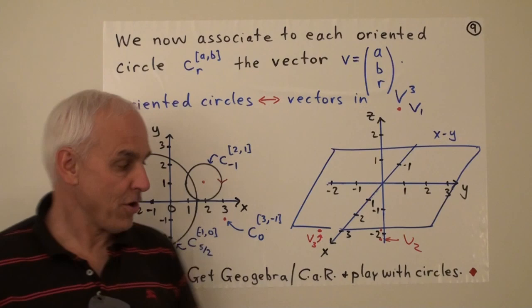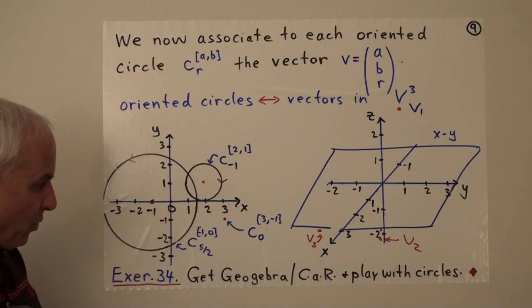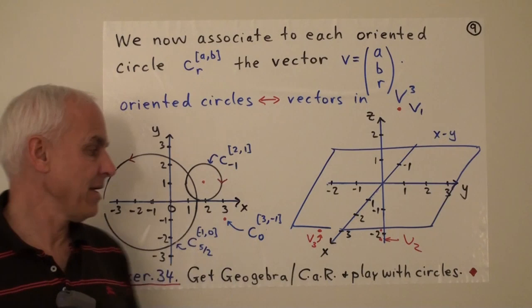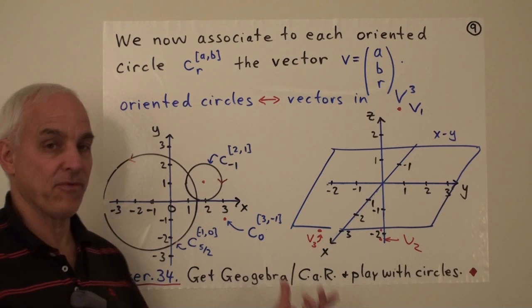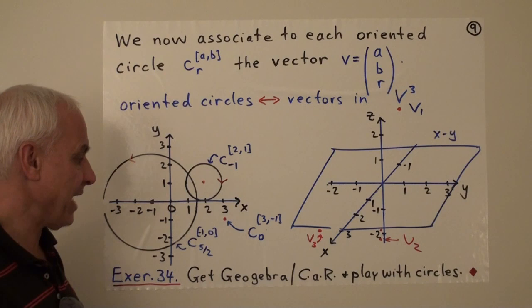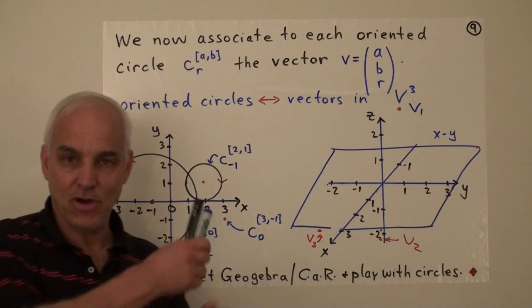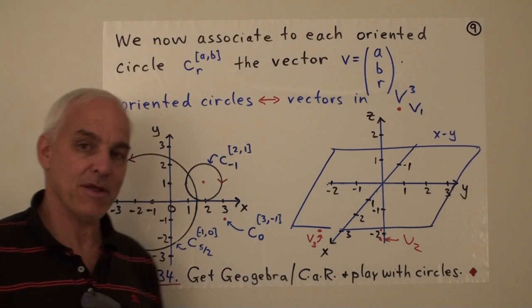Now I have an exercise for you, which is to get yourself a dynamic geometry package. There are two of them that I recommend, GeoGebra and CaR. They're both free. You can download them free no matter where you are. And they're both lovely programs that allow you to, in particular, draw circles, draw homothetic centers, and figure out how to draw common tangents. You can measure quadrances between circles and play around with powers of points with respect to circles and so on.